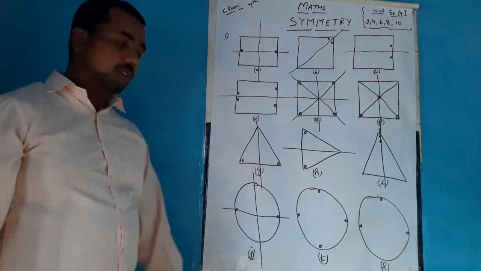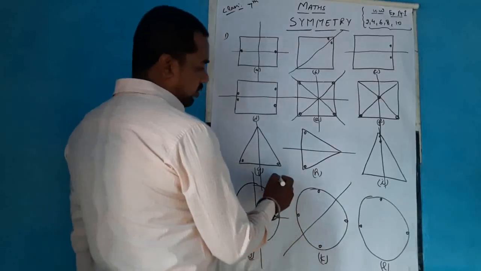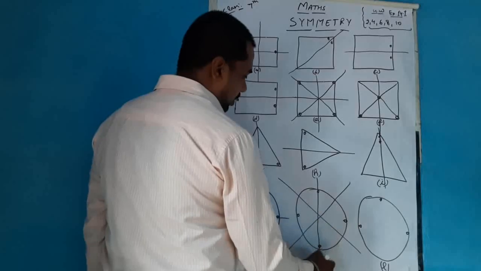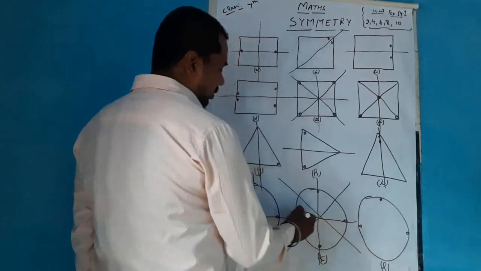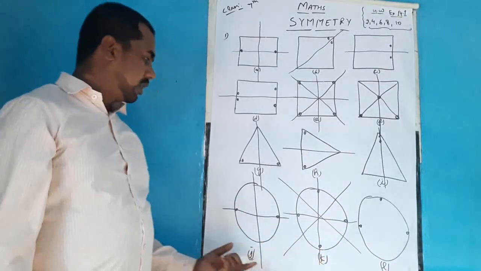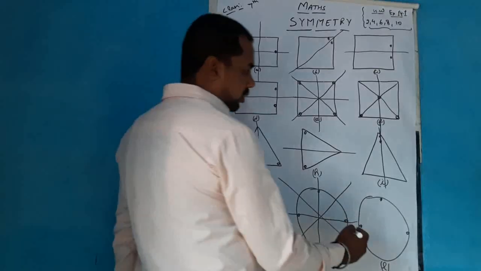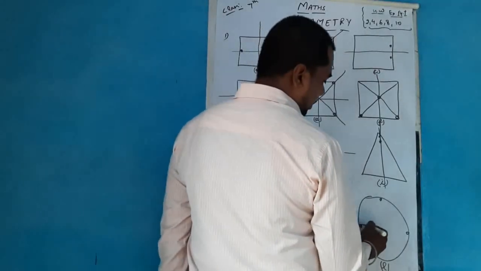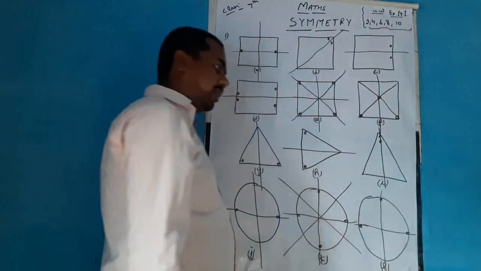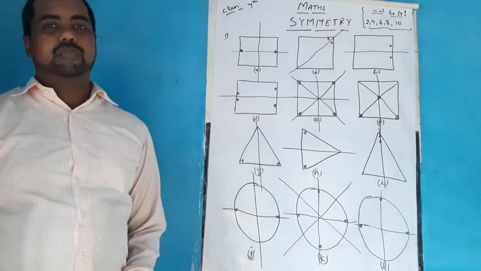Now when you come to this figure, here you may draw a line of symmetry this way, this way, then a vertical one, and then a horizontal one. So this circle has four lines of symmetry, this circle has two lines of symmetry. What about this circle? Here we can draw a horizontal as well as a vertical. So this circle also has two lines of symmetry.